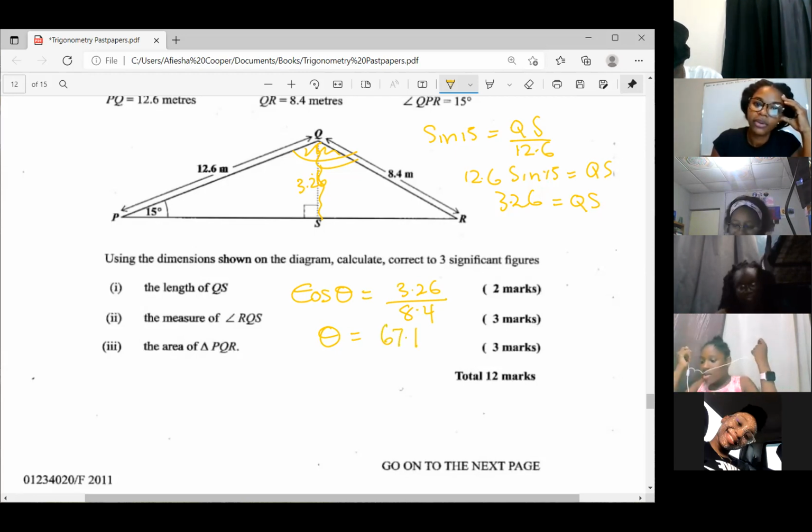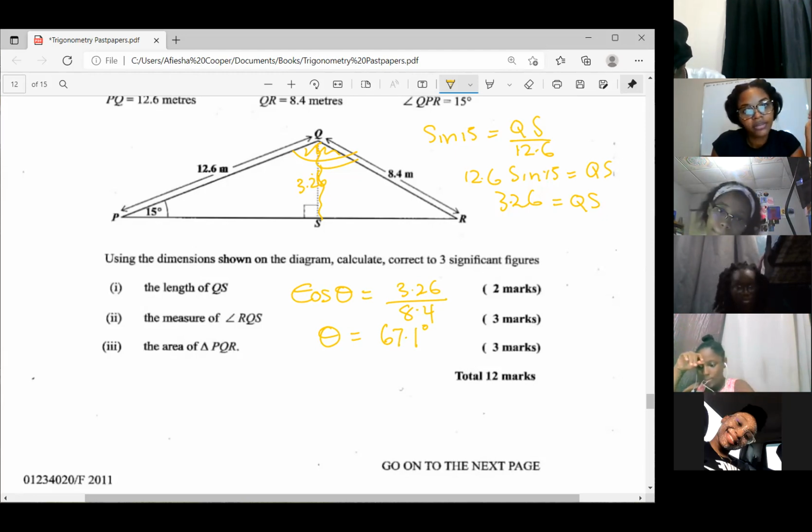67.1. 67.1 and what do we do now? 180 minus 90 plus 15. 180. What do we want? We want this entire thing, yeah? You want PQS. RQS. RQ.